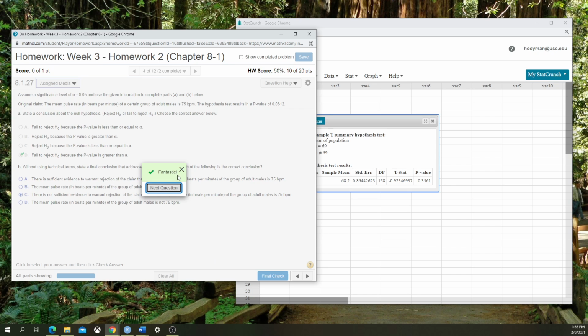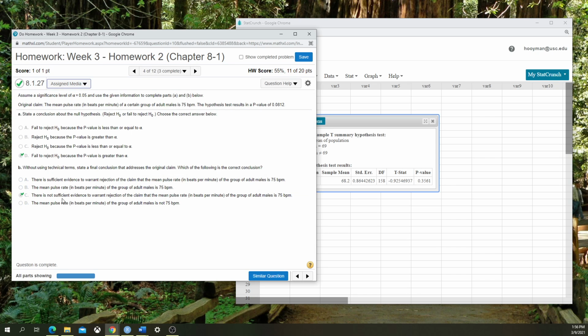Good, okay. All right, let's walk through that really quickly. There is not sufficient evidence to warrant rejection of the claim that the mean pulse rate of the group of adult males is 75 beats per minute. You can see how B and C are a little bit confusing because essentially they're saying the same thing, but this one just is a little bit longer. And it's trying to be a little bit more detailed. So when it says there's not sufficient evidence to warrant rejection of the claim, okay, failing to reject, this is the one that we're going with.